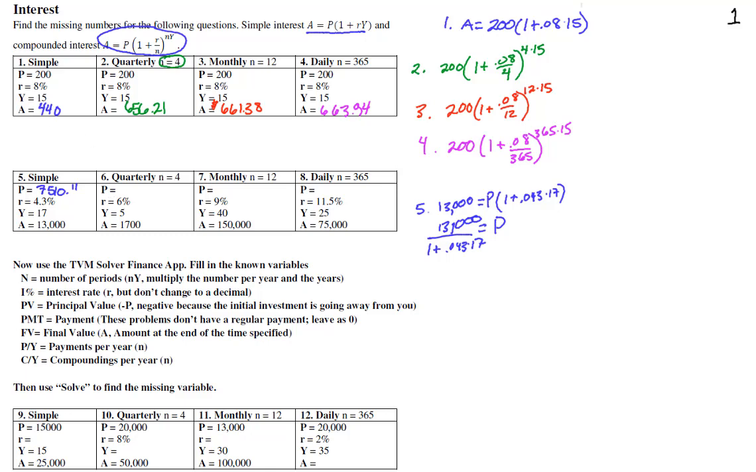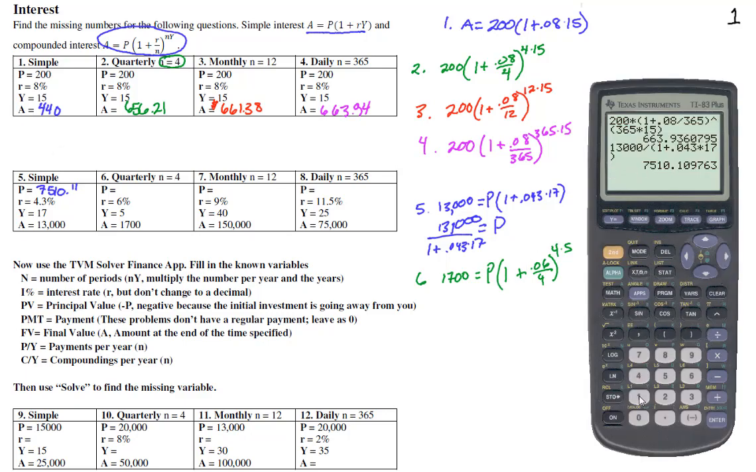Alrighty, number 6. Notice we're now using the more complex formula, but it's still the same idea. We ended up with $1,700, and that equals this P, which is a variable, 1 plus 0.06 all over n equals 4. We're quarterly right now. All to the 4 times the number of years is 5. Wow. So we got to punch all this in the calculator and then divide 1,700 by it. Let's do that.